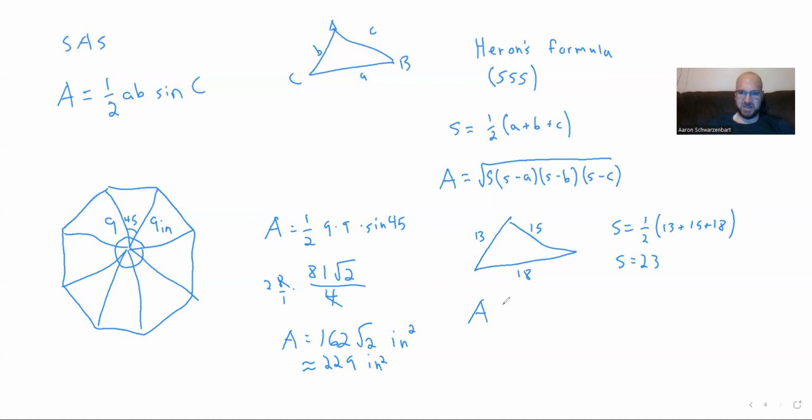The area is then the square root of 23 times 23 minus 13. That's 10. 23 minus 15, that's 8. And 23 minus 18 is 5. And I just stick all of that into a calculator. I might do square root of 23 times 10 times 8 times 5 in my calculator. Save me a little typing. And that equals, when it's all reduced, 20 times the square root of 23.